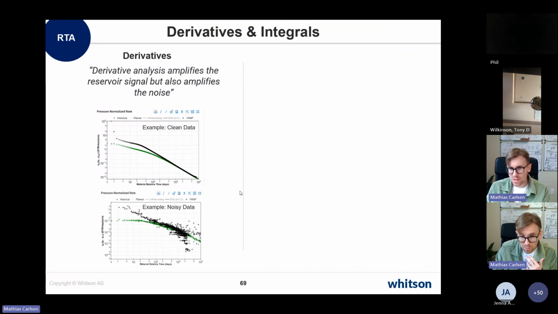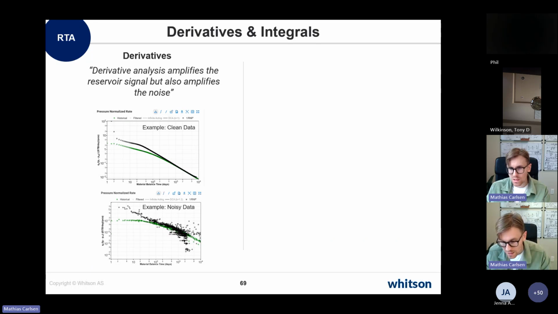But if the data is pretty noisy, you can see that it has some implications for the usefulness of the derivative, and vice versa. Like an integral, like in PTA, they use this Bourdet derivative. So Bourdet was a guy from Schlumberger, and he founded Kappa back in the 80s, and unfortunately passed away in the very early 90s. But that Bourdet derivative is a log derivative, very fancy and famous to be used in PTA, and is also used in RTA as well.